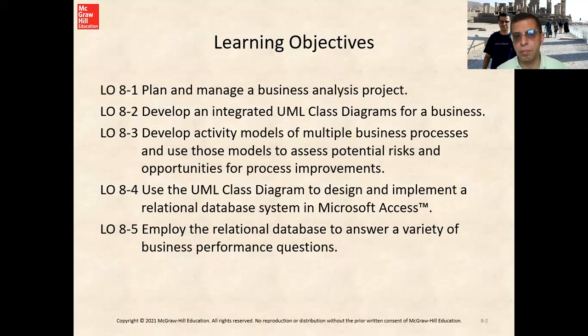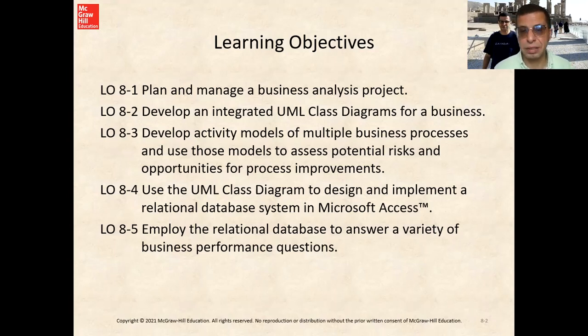Now, what are we going to learn? We're going to plan and manage a business analysis, or BA, project. We're going to develop and integrate a UML class diagram for a business, develop activity models of multiple business processes, and use those models to assess potential risk and opportunity for process improvement. When there is a process, we look at the risk, we try to mitigate the risk, and improve the process to effective and efficient levels.